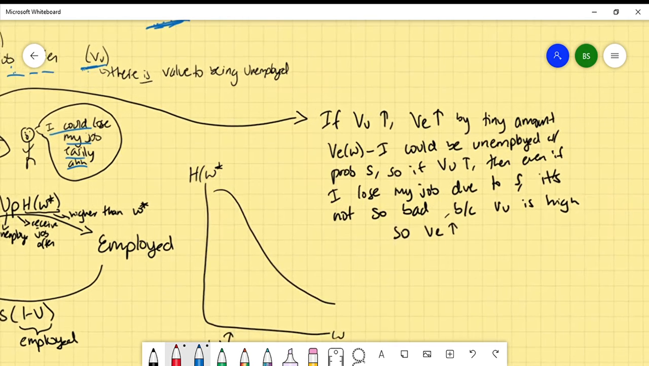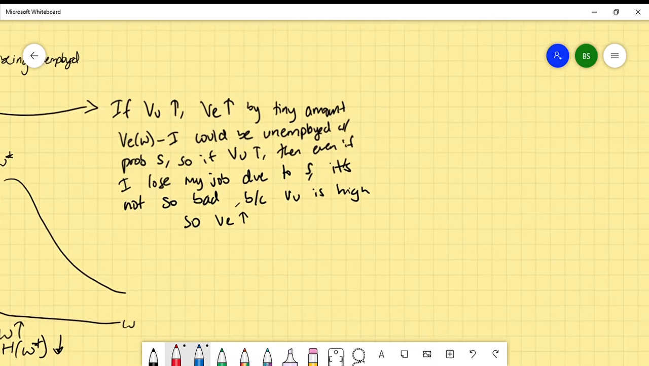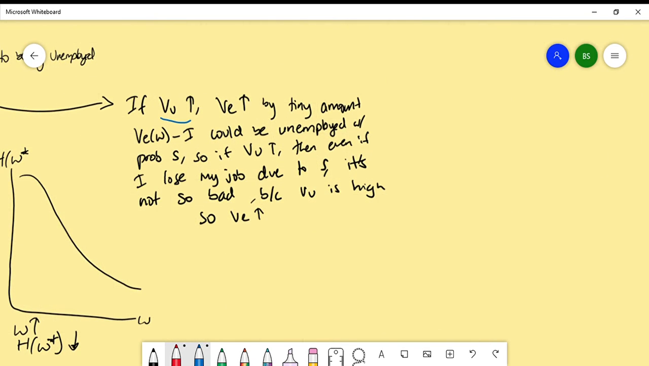Another thing to note, which might be confusing, is that if the value of being unemployed increases, the value of being employed also increases. This might seem counterintuitive because they seem like opposite things. But it's true, although it increases by a very tiny amount. So basically how it works is like this.